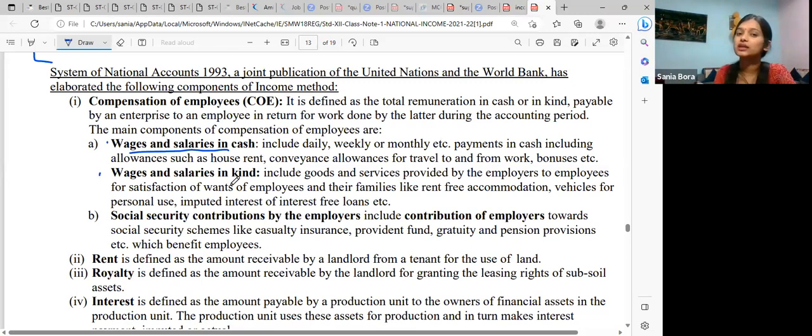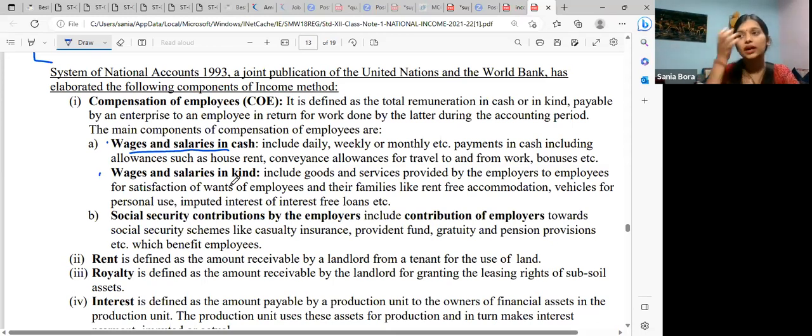For example, I'm working somewhere and I got a bonus. My salary is 1 lakh rupees, but during the festive season, maybe during New Year, I just got 5,000 rupees as a bonus. That 5,000 doesn't mean that I worked extra hours for that. That is basically the wages and salaries I got in kind, right?